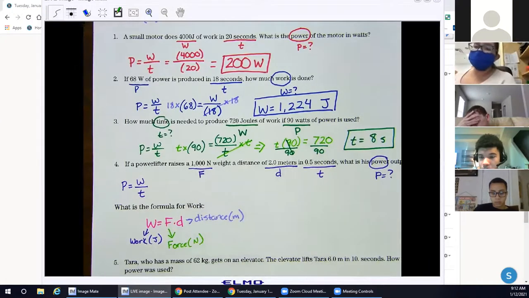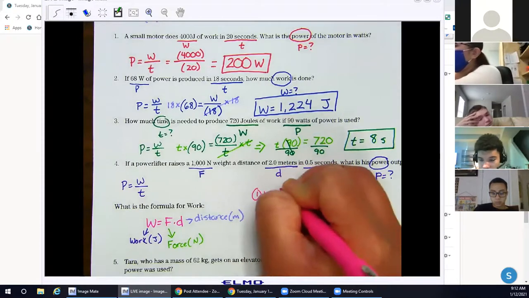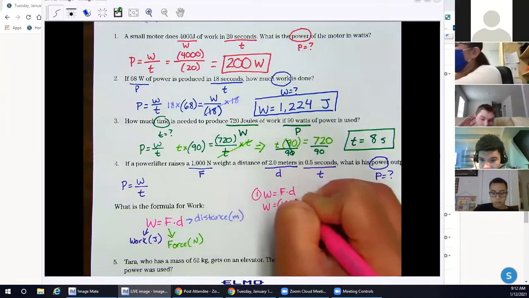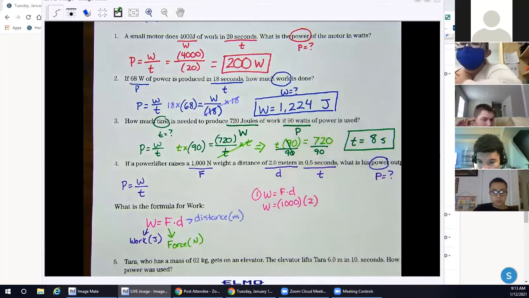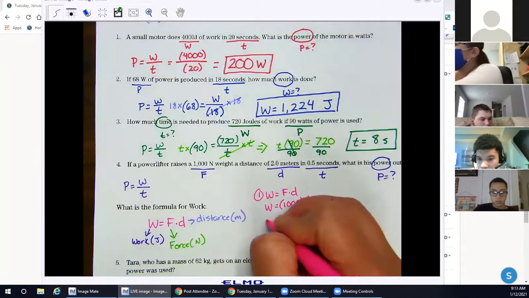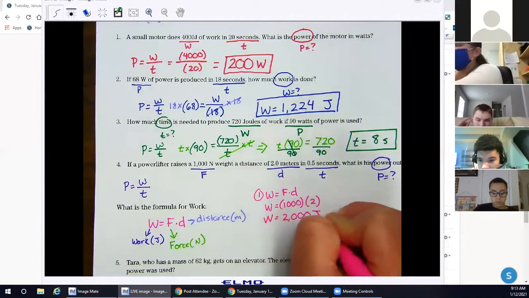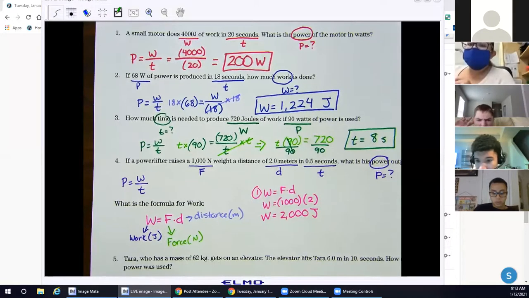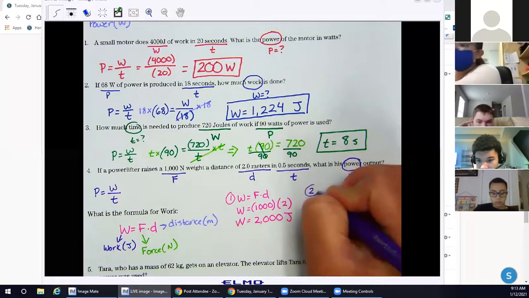So this is a two-step problem. The first thing we need to do is solve for work. Our force is 1,000. Our distance is 2 meters. So 1,000 times 2, work is 2,000 joules. Now that's not our answer. That's just what we needed to do first. Now we can do our second step, which is to find power, which is what we needed to do.